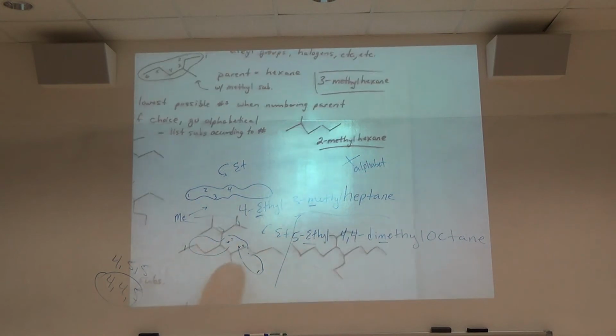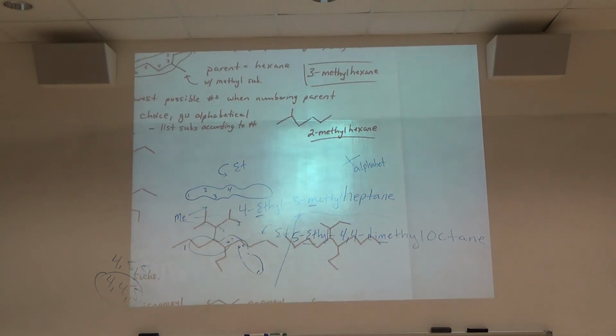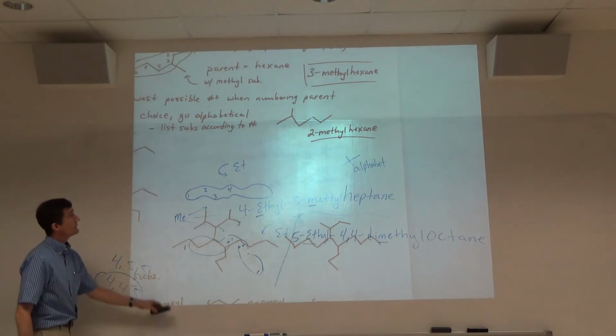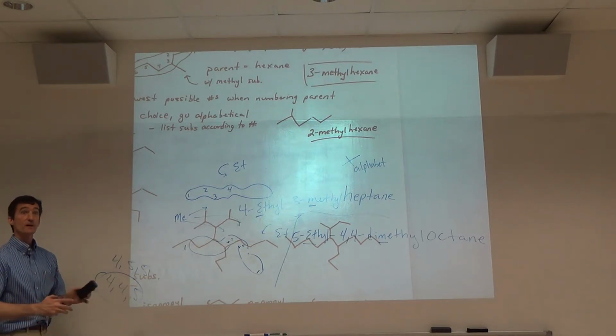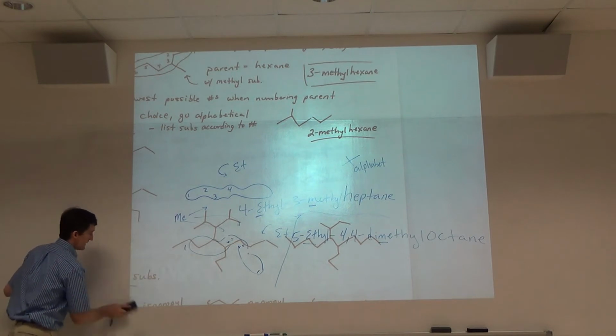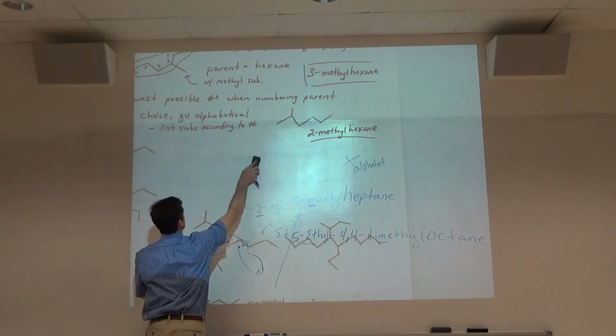Complex sub. What's a complex sub? It's nothing more than a sub with a sub. Those subs were methyls and ethyls. They didn't have subs on them. Complex sub is a sub with a sub.